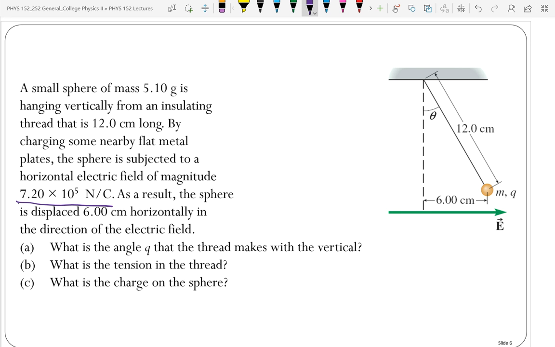How would I approach this? How would I find that angle? Okay, I am going to use trigonometry. What physics principle?